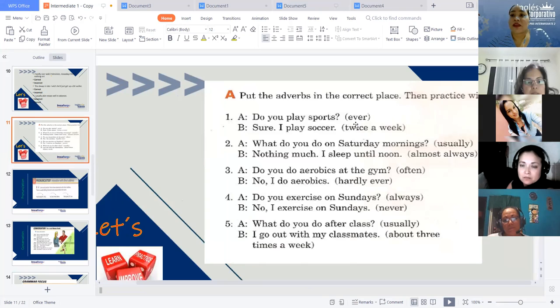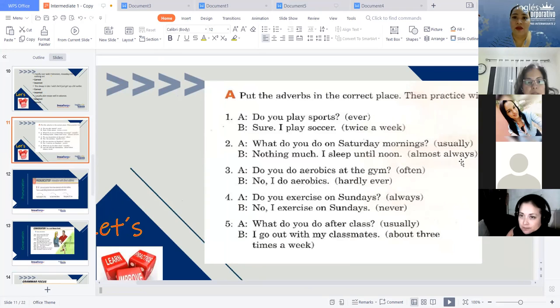Lo están haciendo muy bien, ¿verdad? Recordemos que es ever, ever. Este es twice a week. We have this one, which is usually, usually. Almost always, right? Almost always. We have this one, that the name is often, often, or often, que era el que discutíamos al principio de la clase. Nosotros tenemos this one, hardly ever, hardly ever. Once again, always, never, and usually.